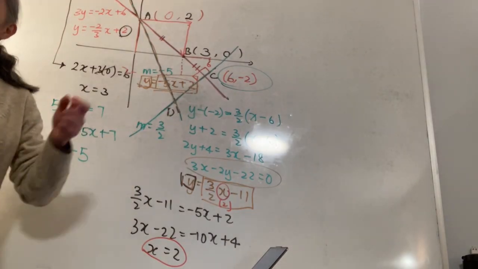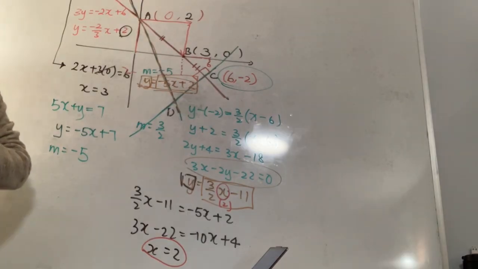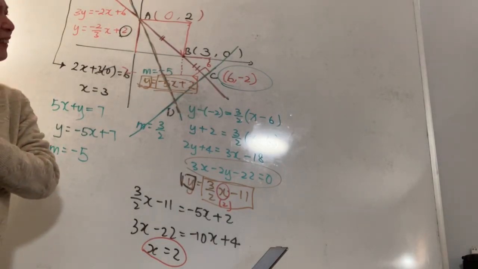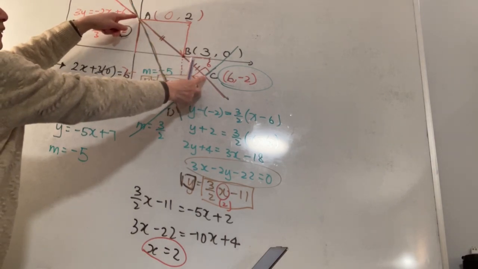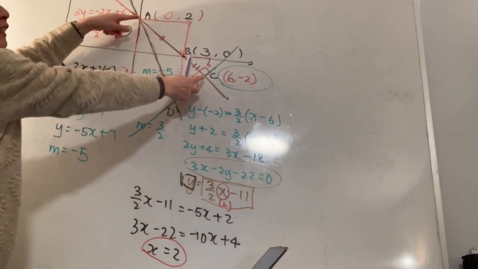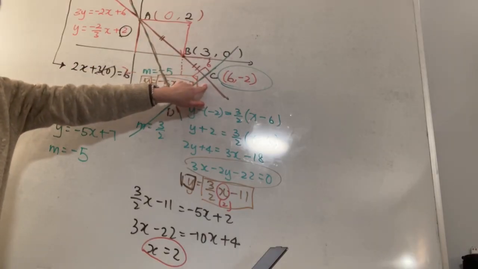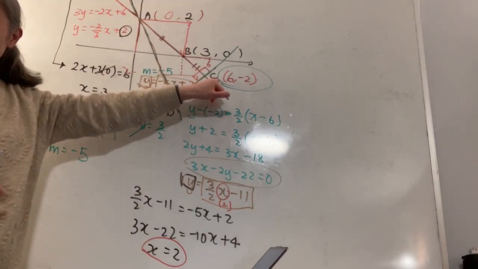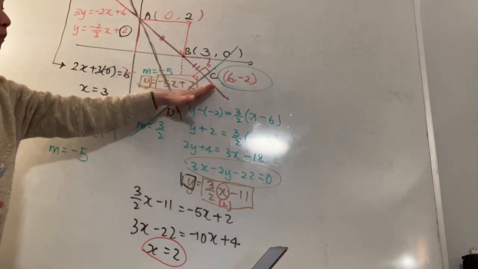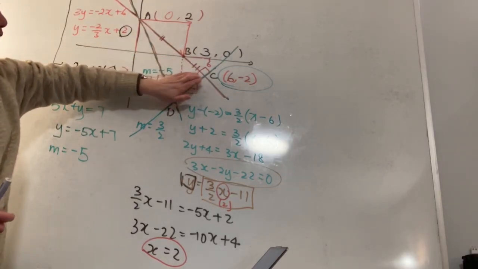How do you find the area of a right angle triangle? Pythagoras. Kind of, but even more, because we do not know the length of this one. So you need to find out the distance of A to C, and then the distance of D to C. And then you have half base times height. This is your base. This is your height.